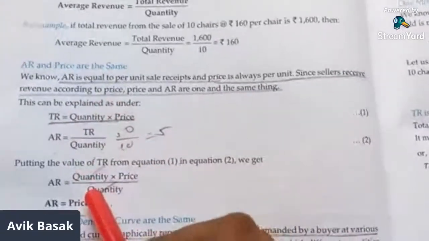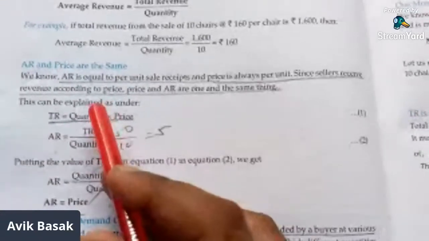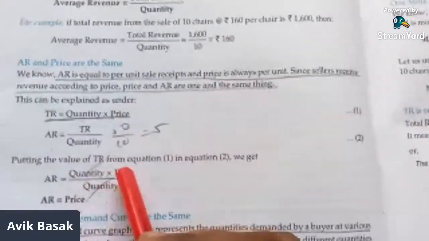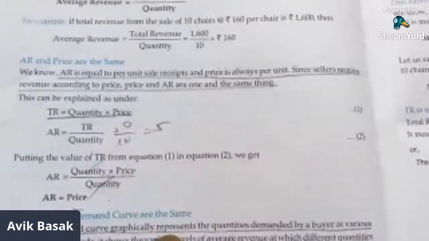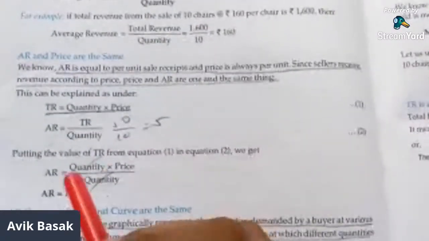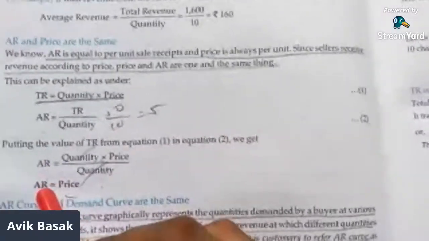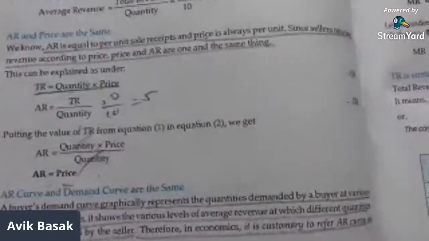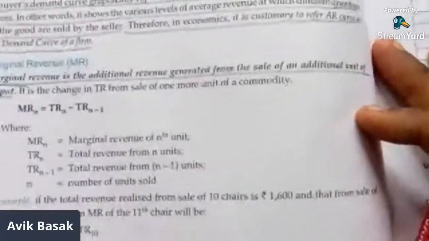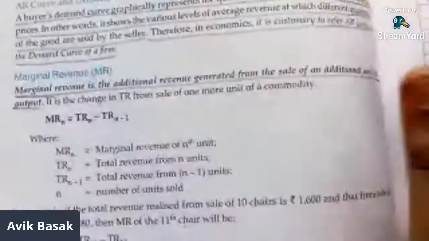So what will be the case? AR equals TR's formula, which is Q into P, divided by Q, quantity. So up and down quantity will cancel. And what is the remaining? Price. So it has been proved here that average revenue is nothing but price. Isn't it?